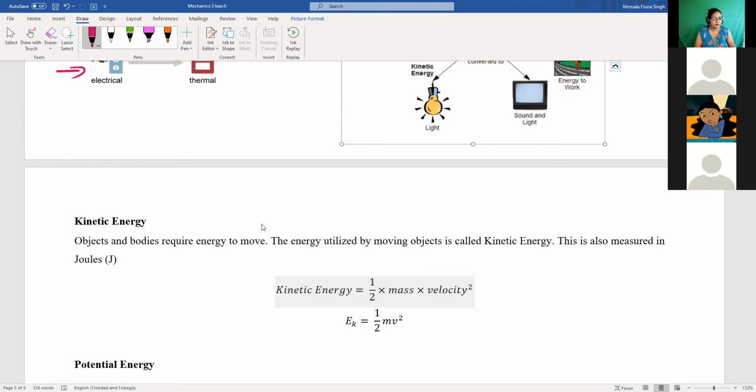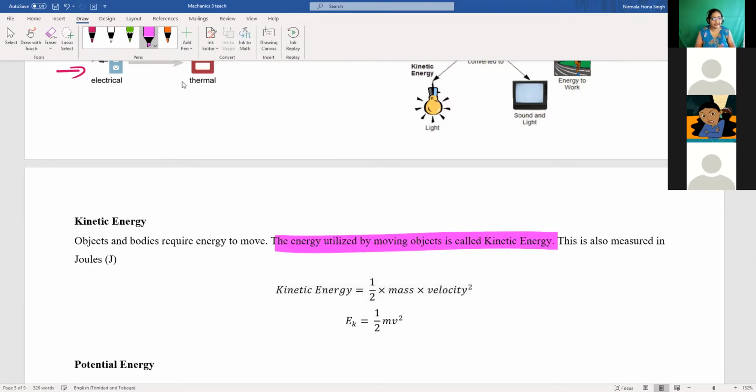So the energy utilized by moving objects is called kinetic energy. All right, so this is our first term to learn. That marker is too dark. All right, so we have kinetic energy. And what is kinetic energy? Kinetic energy is simply the energy being used by a moving object, body, or system.